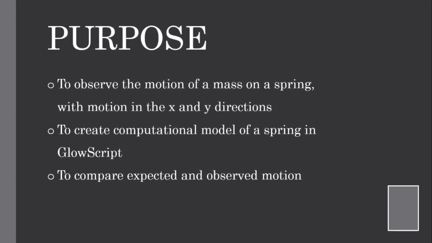So here's the purpose of this experiment. The purpose of this experiment is to observe the motion of a mass on a spring with motion in the x and y directions. Then we will create a computational model of this motion in GlowScript, where we'll take data from our video and put it into GlowScript and see what it gives us. And then finally, we will compare expected and observed motion, one from the GlowScript and one from the actual video data.